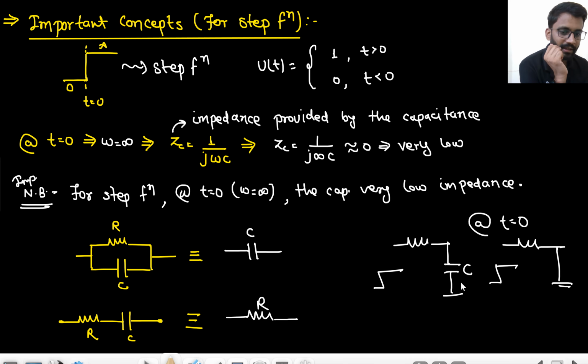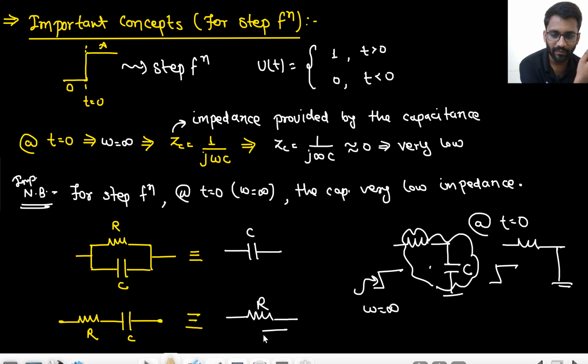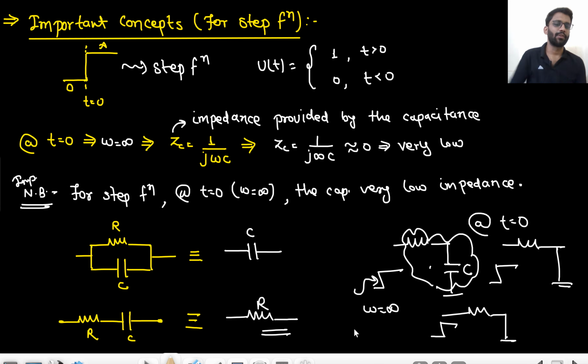Now what I am saying, at t equals 0 we are having infinite frequency, and because of infinite frequency this will provide very less impedance. So this series combination of RC can be replaced with R only. So let's see, this is what we did there. While understanding this circuit, I told you there was no voltage on the capacitor, so you can replace it with the short circuit. That was also a good concept.